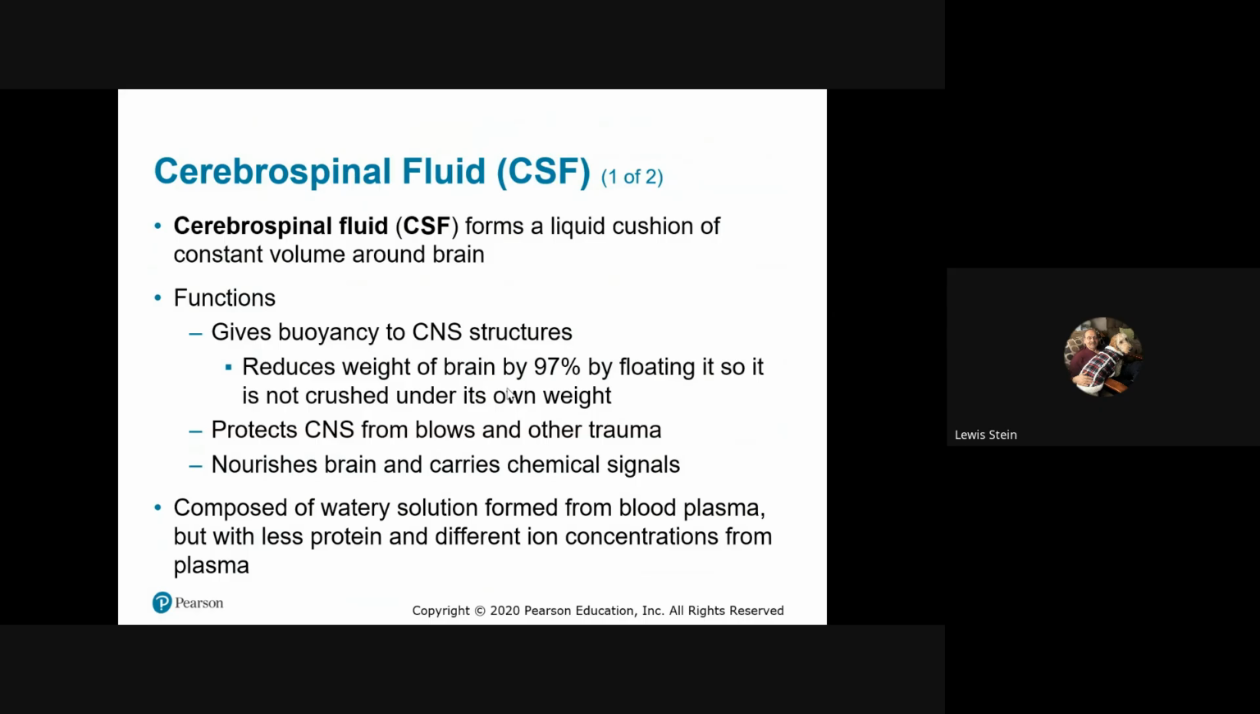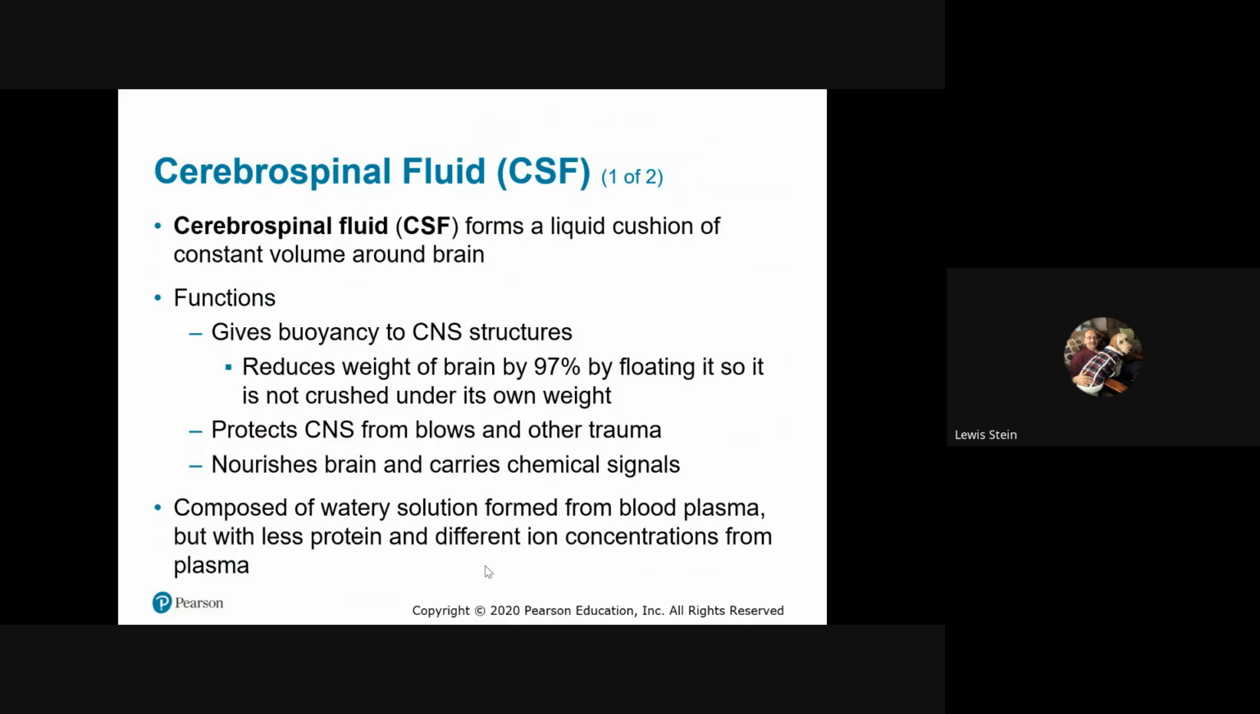Cerebrospinal fluid, just in general, again, it's the cushion, buoyancy, so it's flow. The brain by itself, gravity alone would push it into the foramen magnum. And so all these things, and we're remarkably resistant. It's a watery solution from the plasma, less protein and different ion concentrations. So I like to think it's like a filtrate or an extract of plasma. It's like plasma, but different.